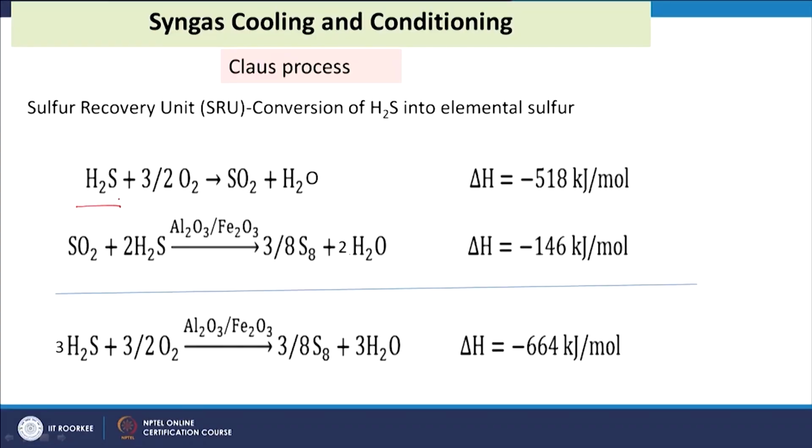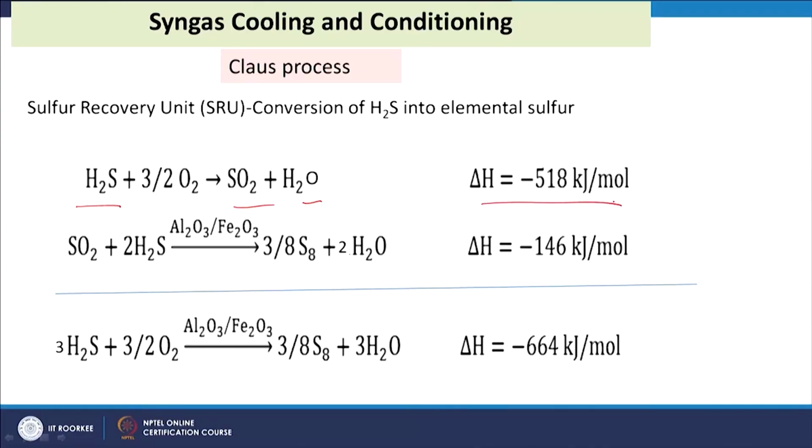So, if we have H2S plus 3/2 O2, then it gives us SO2 plus H2O. This is the delta value of this reaction. Then SO2 reacts with H2S again and gives 3/8 S8 plus 2 H2O, and this reaction is also possible. So, these are the reactions of the Claus process through which we can get elemental sulfur.